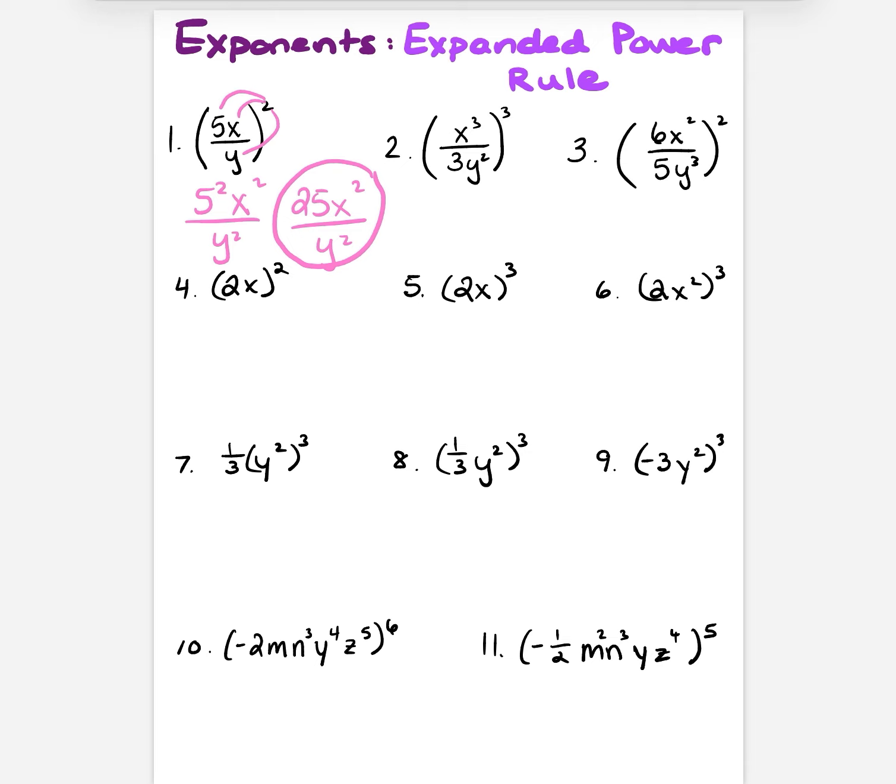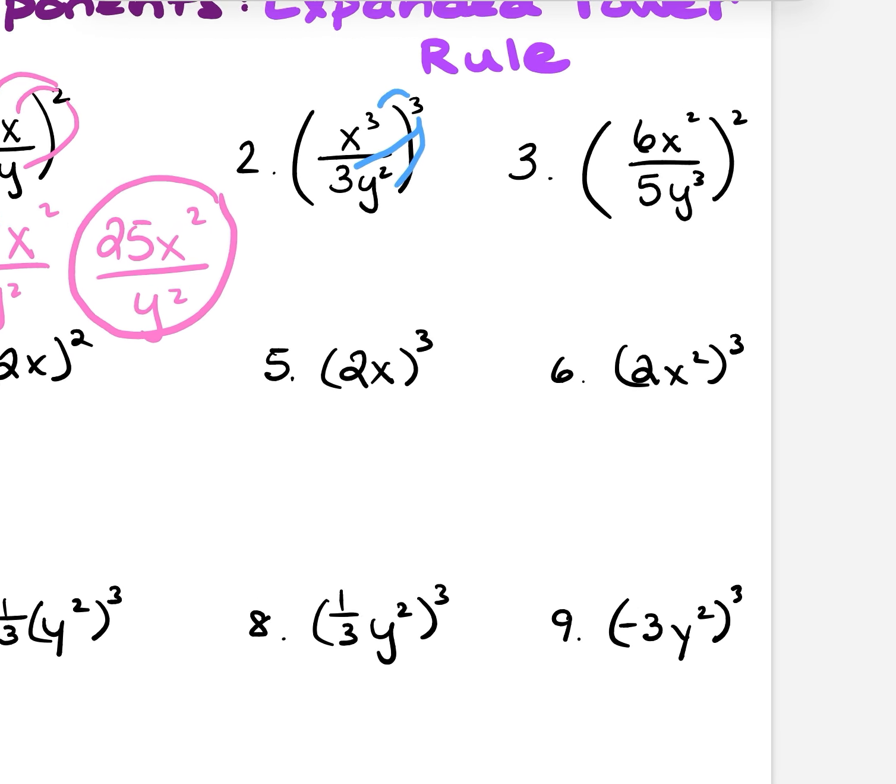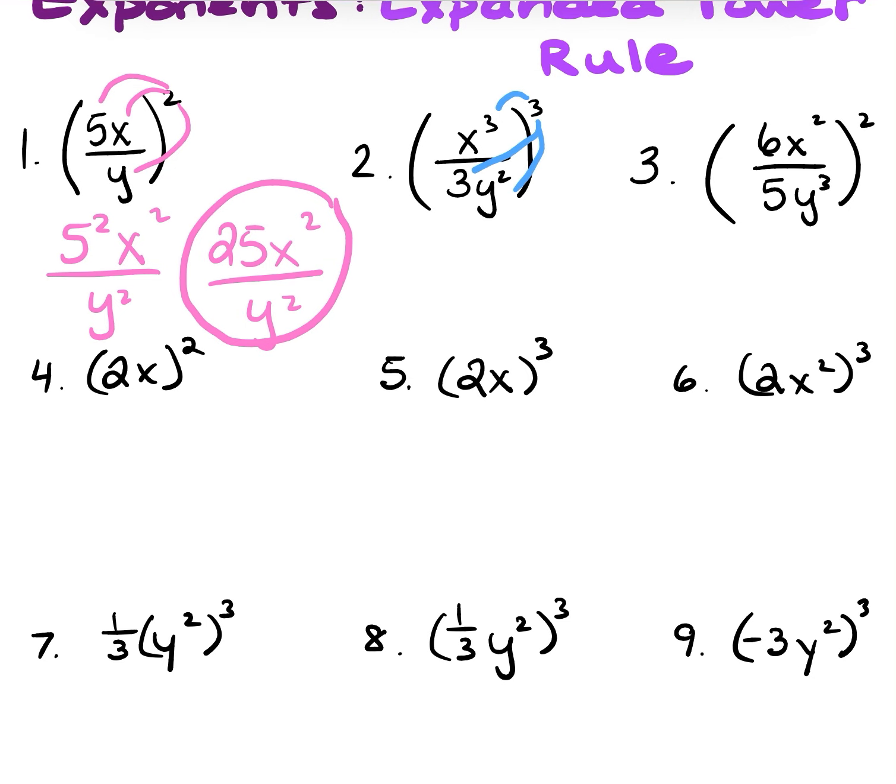Number 2, x cubed divided by 3y squared. Again, I'm going to distribute the 3 to all pieces. When we have a power raised to a power, we're going to multiply the exponents. So I've got x to the 3 times 3, or x to the 9th power, divided by 3 to the 3rd power, and y squared to the 3rd power, or y to the 2 times 3, y to the 6th power.